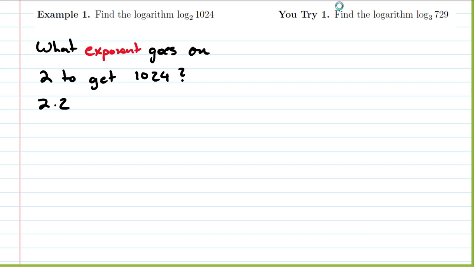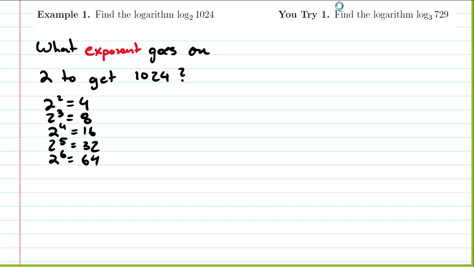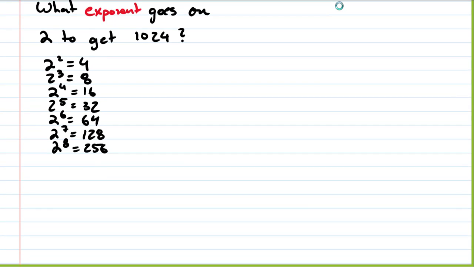So 2 times 2, which is 2 squared. So 2 squared is 4. 2 cubed is 8. 2 to the 4th is 16. 2 to the 5th is 32. 2 to the 6th is 64. 2 to the 7th is 128. 2 to the 8th is 256. 2 to the 9th is 512. And finally, 2 to the 10th power is 1024.